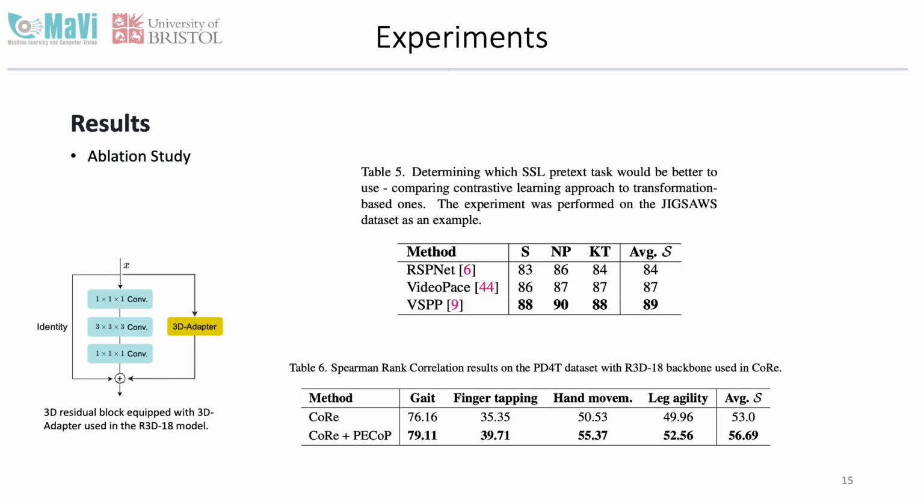In our ablation study illustrated here, we explored different self-supervised learning methods used in the second stage of PECoP to determine which would be most effective for action quality assessment downstream tasks. The results are presented in Table 5, where VSPP and SSL methods achieved the highest performance. Also, Table 6 shows the impact of our PECoP approach on the PD40 dataset using the R3D18 backbone. With PECoP, we see an improvement across all tasks of this dataset.